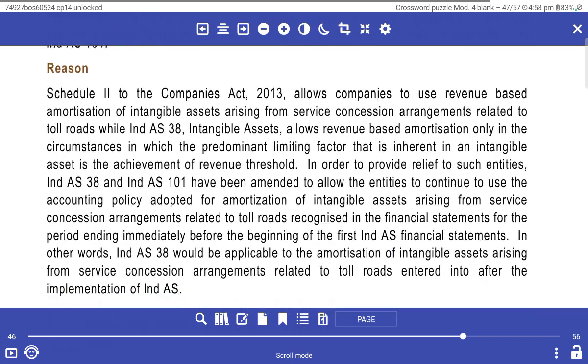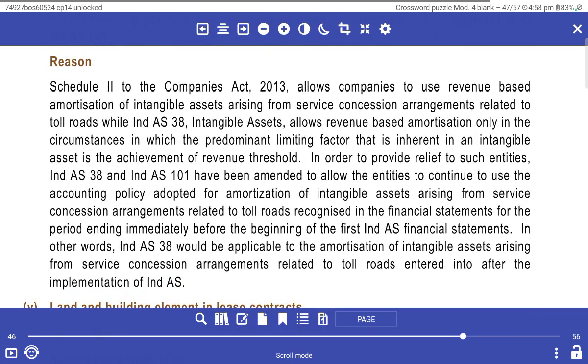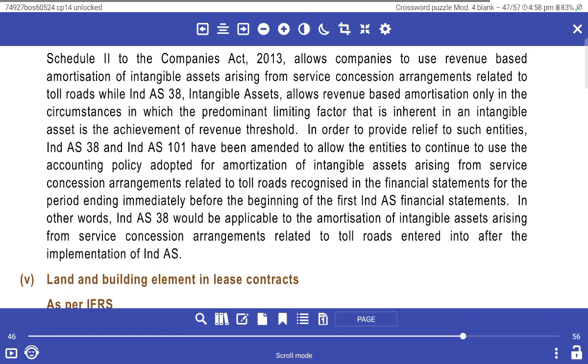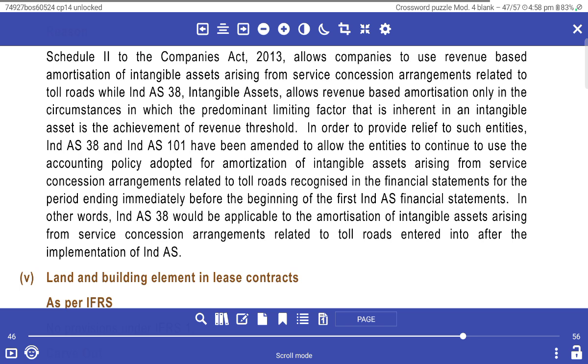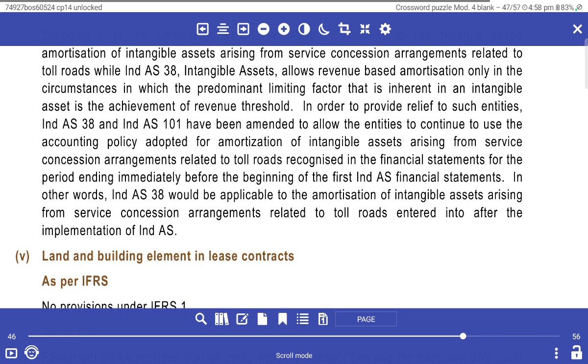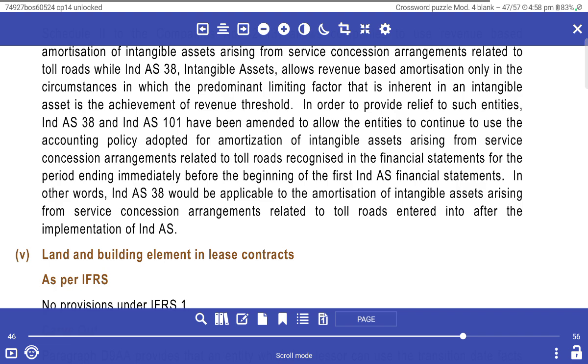Reason: Schedule II of the Companies Act allows companies to use revenue-based amortization for intangible assets arising from service concession arrangements relating to toll roads, while Ind AS 38 on intangible assets allows revenue-based amortization only in the circumstances where the predominant limiting factor that is inherent in the intangible asset is the achievement of a revenue threshold.